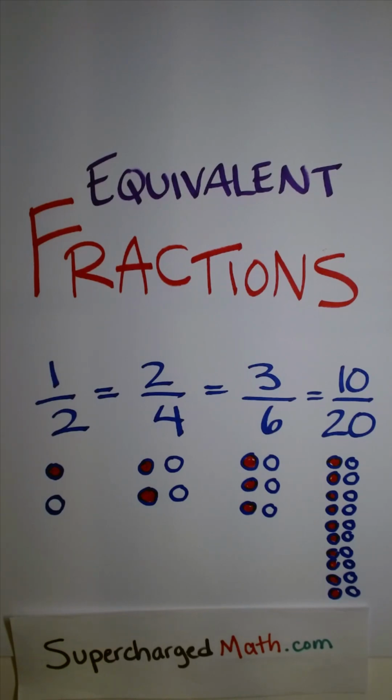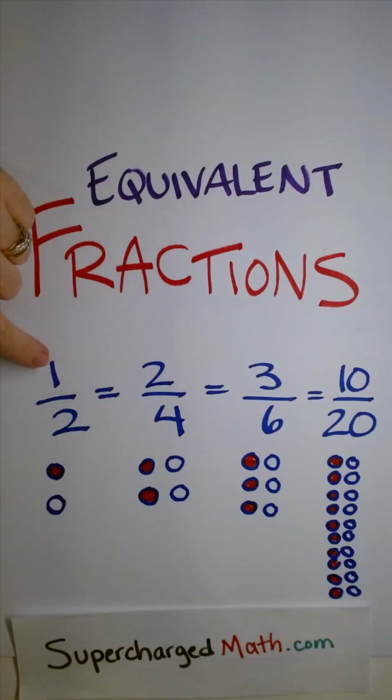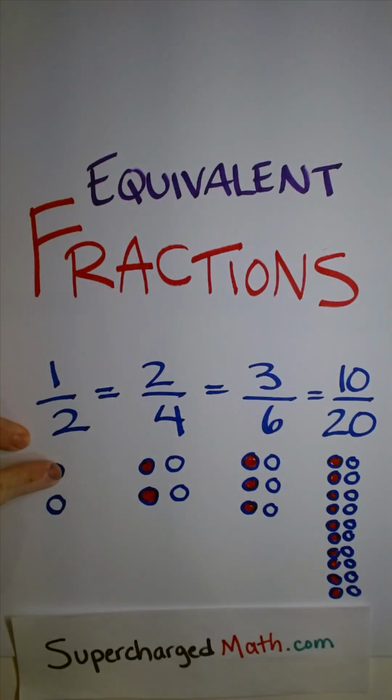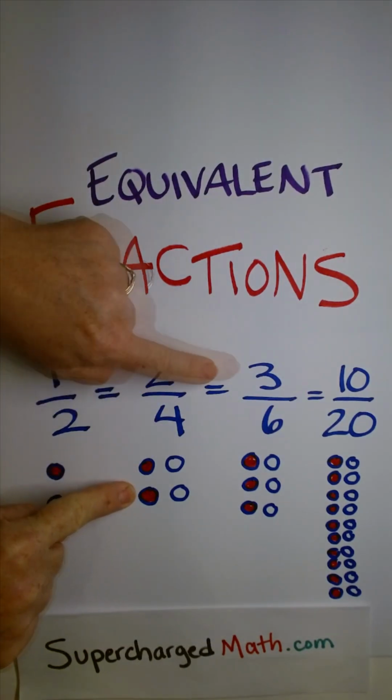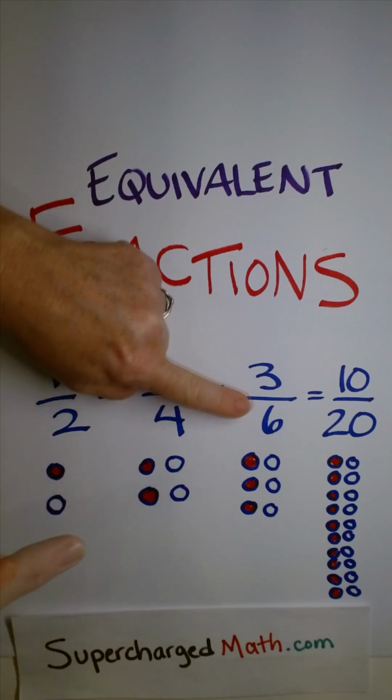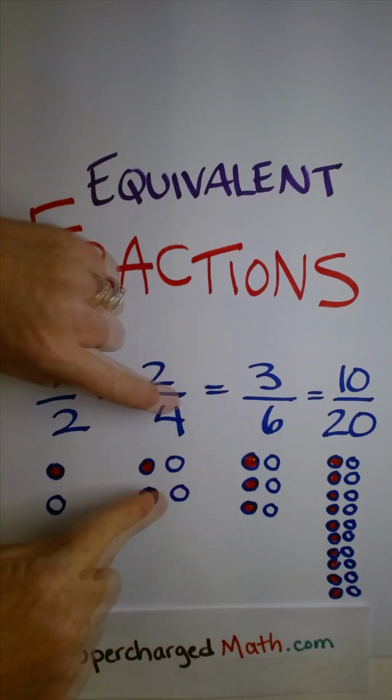Equivalent fractions look different, but they actually are equal and of the same value. Even though 1 out of 2 is red, 2 out of 4 is red, 3 out of 6 is red, they're also half in each one.